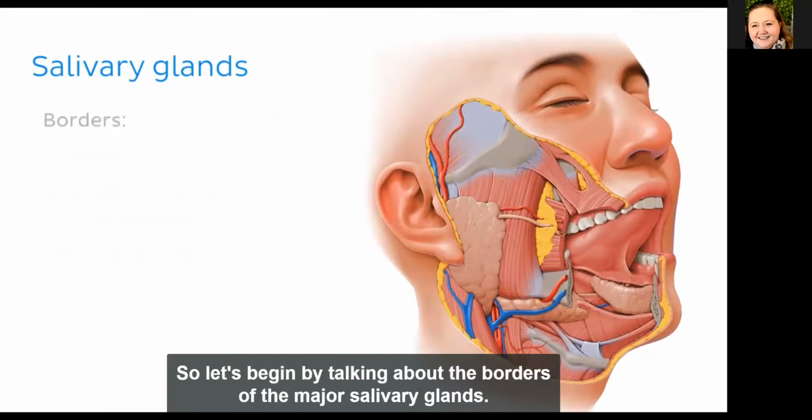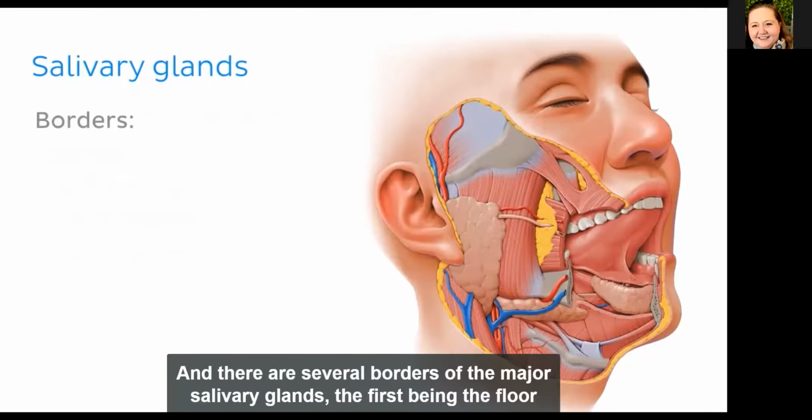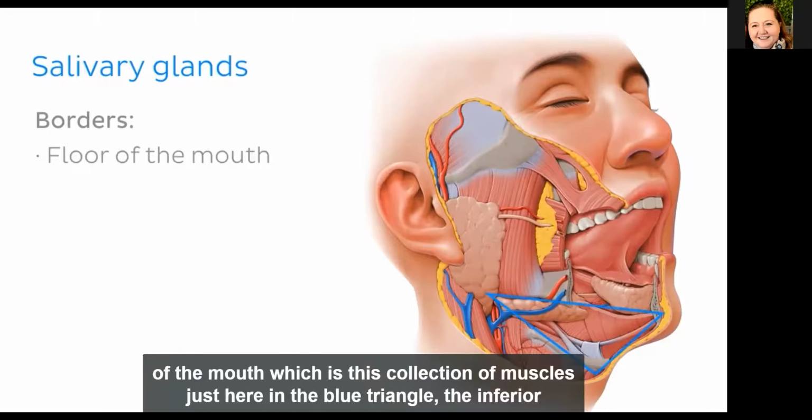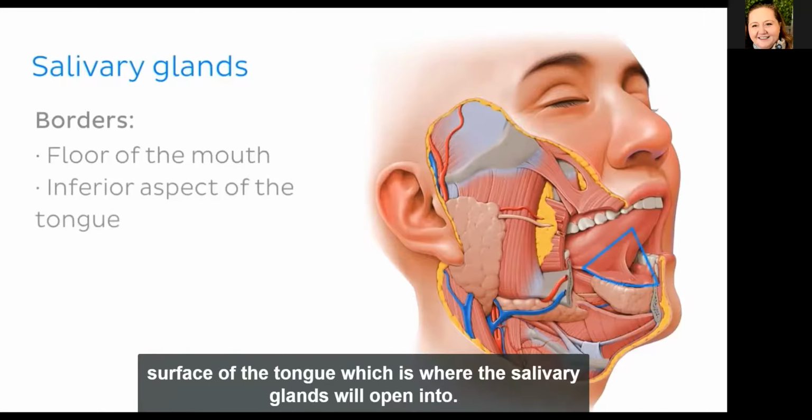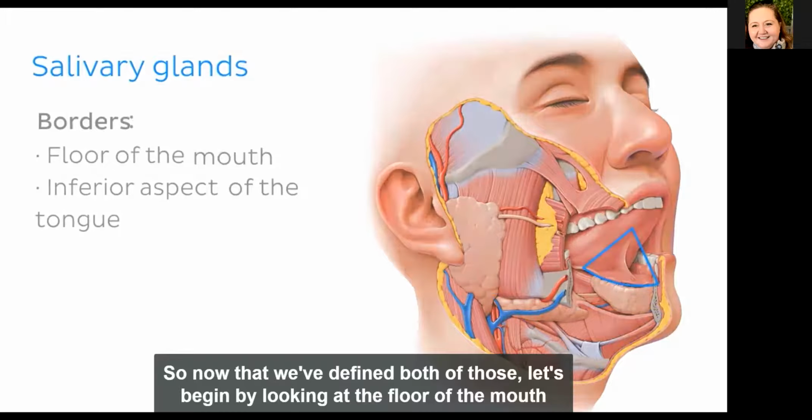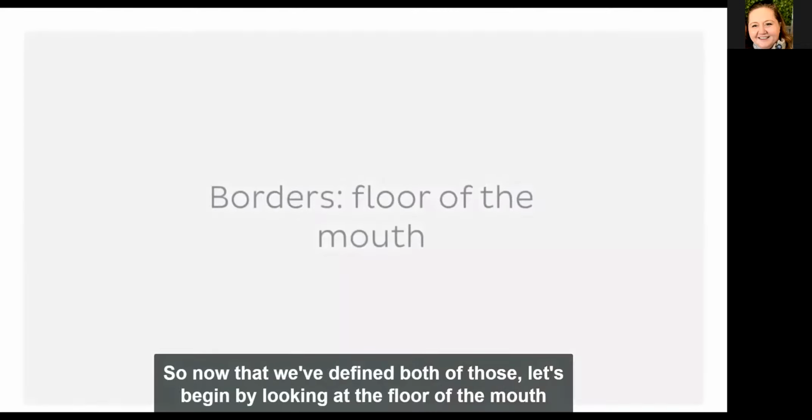So let's begin by talking about the borders of the major salivary glands. There are several borders, the first being the floor of the mouth, which is this collection of muscles just here in the blue triangle, and the inferior surface of the tongue, which is where the salivary glands will open into. So now that we've defined both of those, let's begin by looking at the floor of the mouth and what's located in this region.